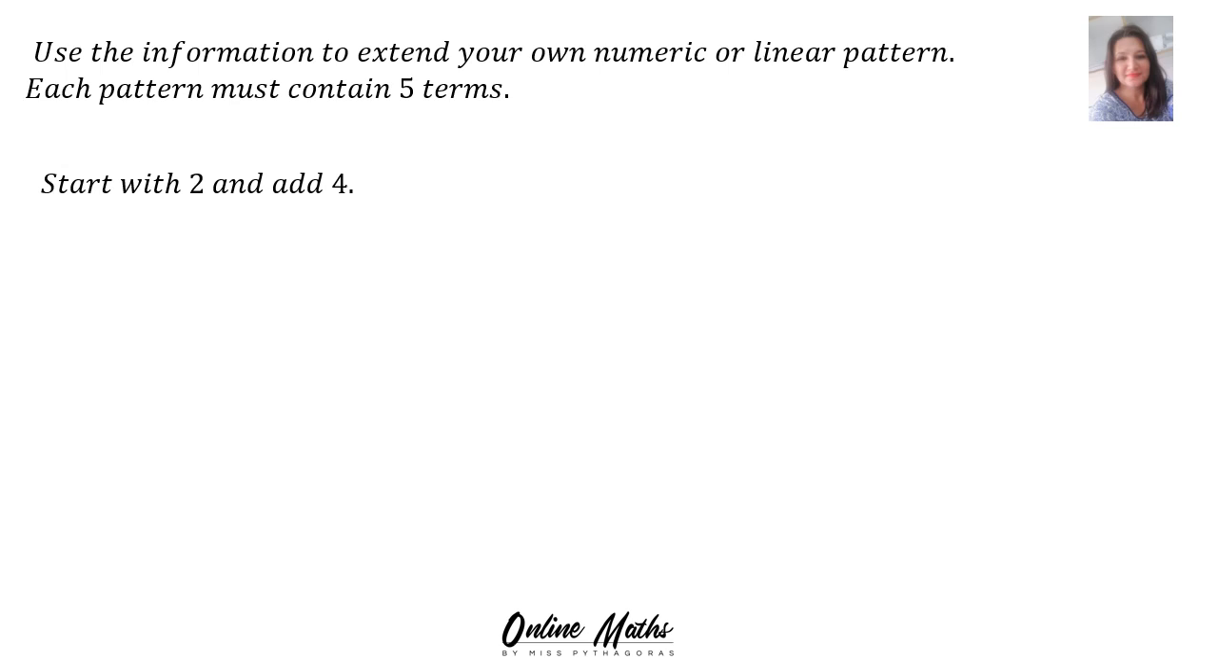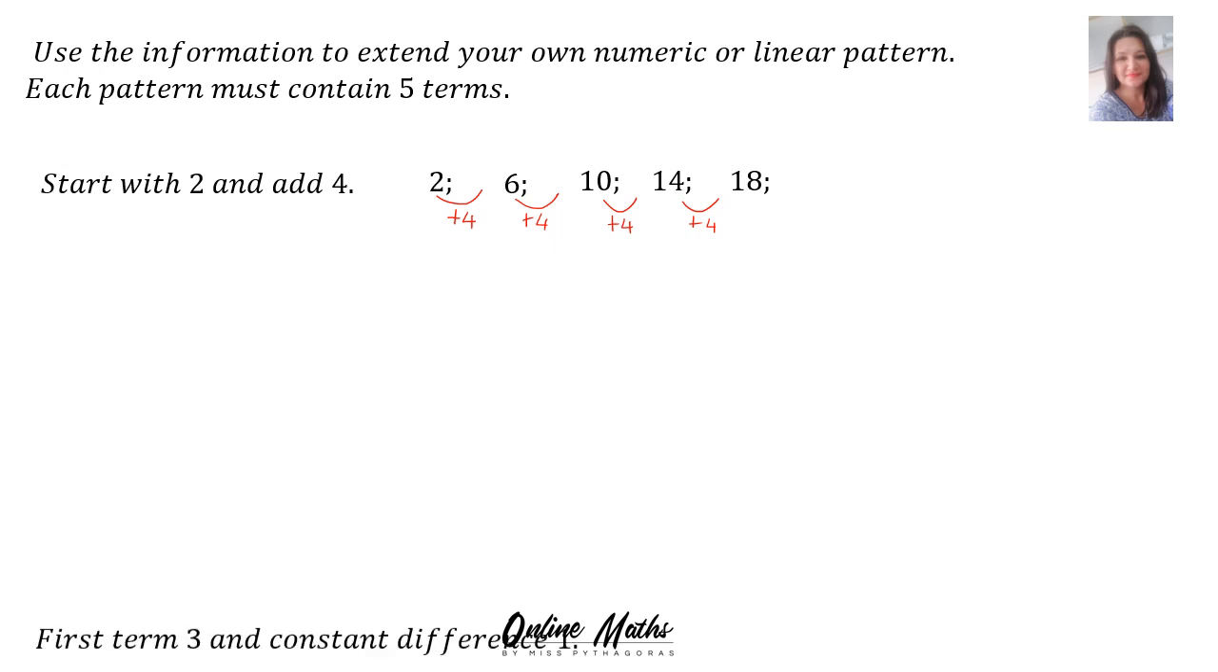So therefore, your sequence will be 2, starting with 2, and then you will add 4 to get to the next term, and it gives you 6. And then again you add 4 to give me the third term, which is 10. And you keep on adding 4, the constant difference, and 14, and you add 4 again, and then the last term is 18. And that is where you stop, because the question says each pattern must contain 5 terms.